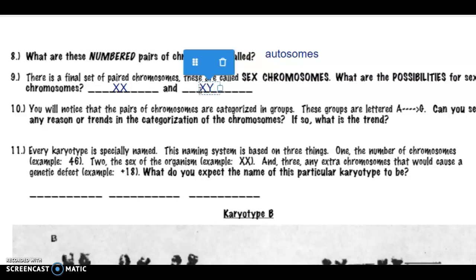Number 10 says you'll notice that the pairs of chromosomes are categorized into groups. These groups are lettered A to G. Can you see any reason or trend in the categorization of these chromosomes? If so, what is the trend?